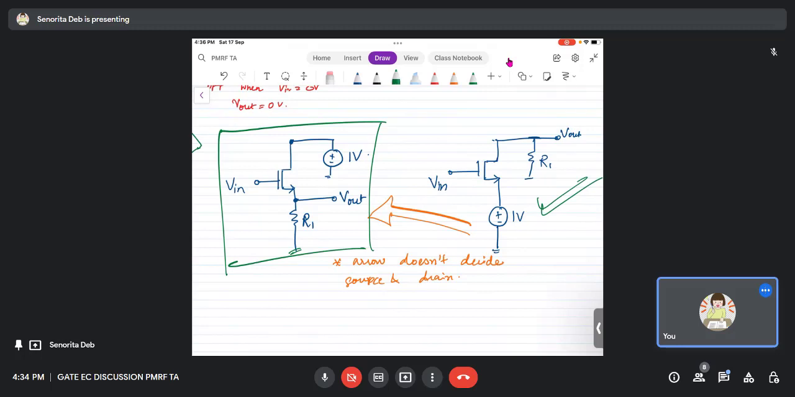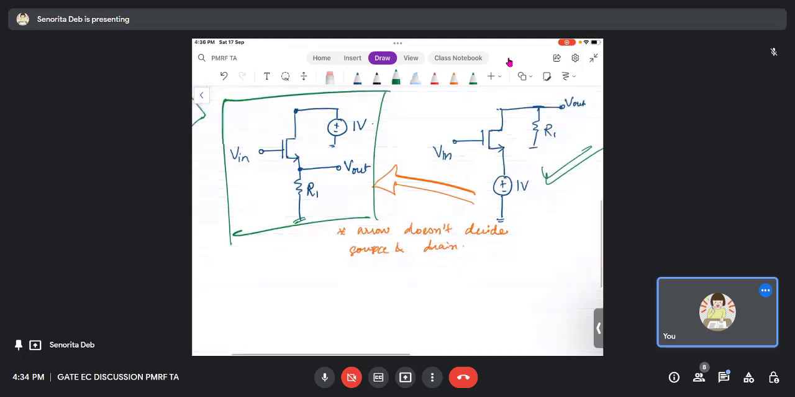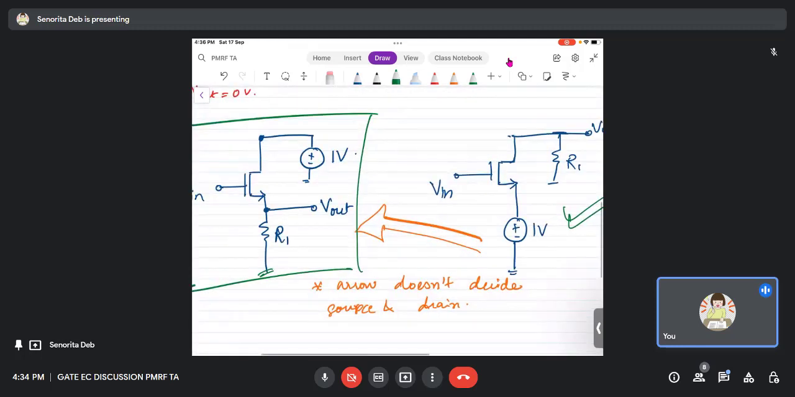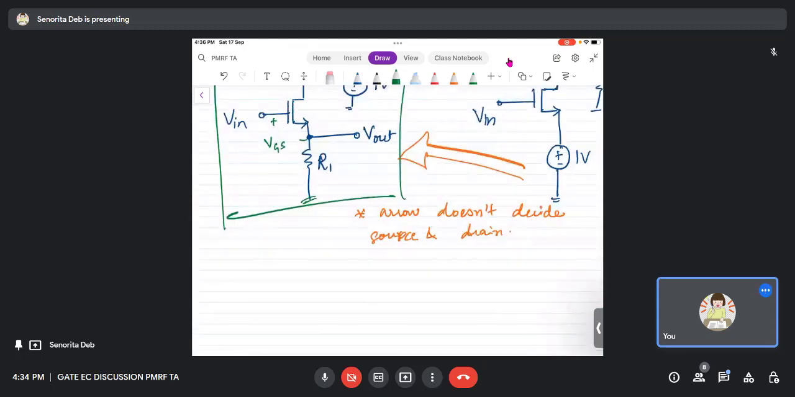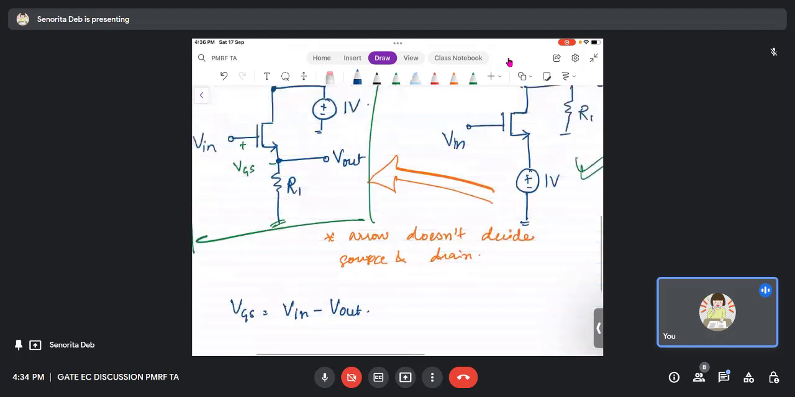Now what will happen? This is VGS, plus minus VGS. And VS is nothing but V out. So that means VGS is nothing but V in minus V out. Any doubts here? Basic KVL. VGS is V in minus V out. And what is VDS? VDS is 1 minus V out. Is it fine?